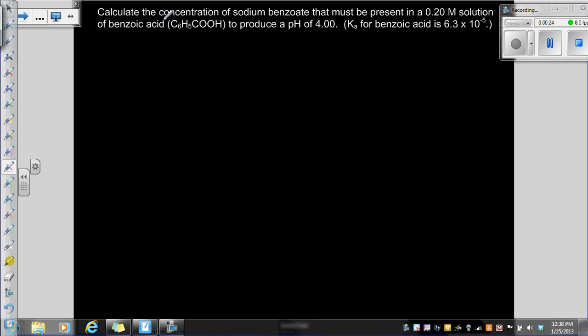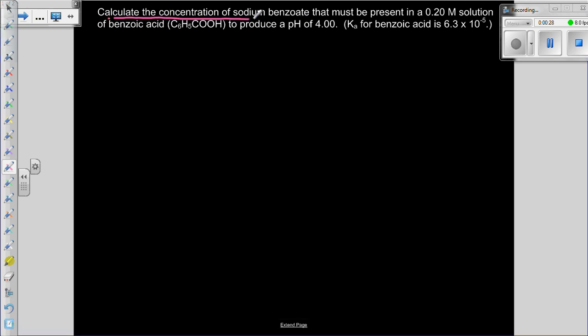We're looking for the concentration of sodium benzoate. We don't know what that is. And we have a 0.2 molar solution of benzoic acid. So we have a buffer. And I know it's a buffer because I have a weak acid, benzoic acid, and then I have its conjugate base, or its salt, which is sodium benzoate.